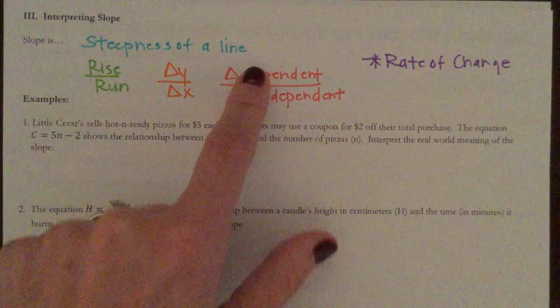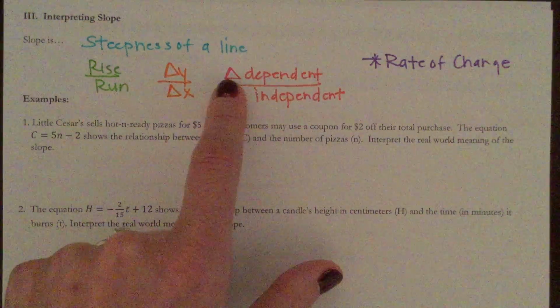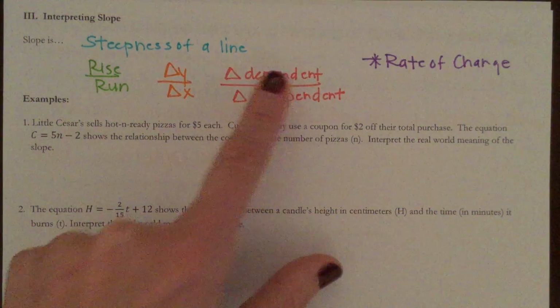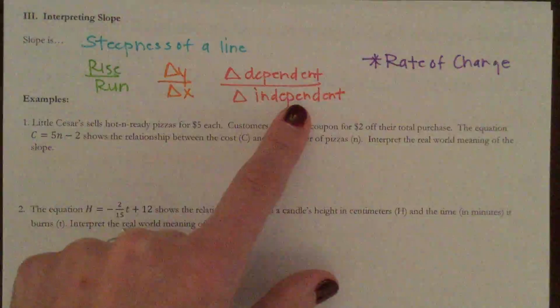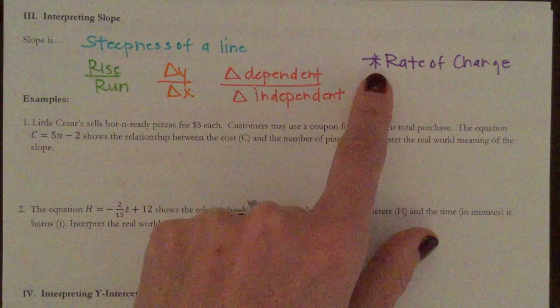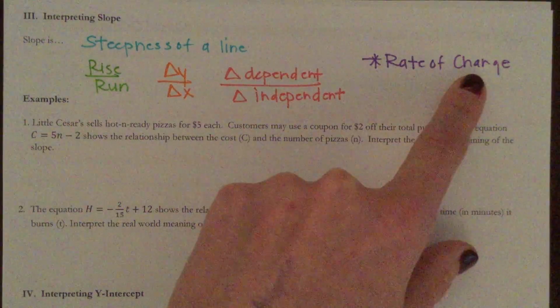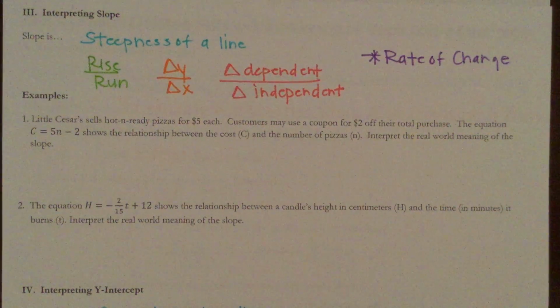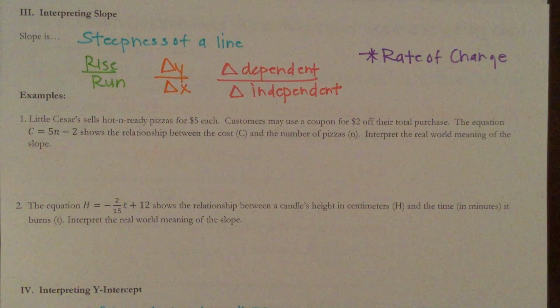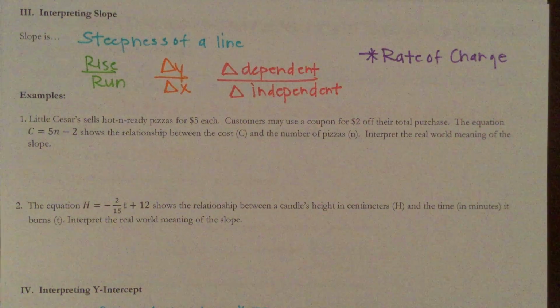Now that we've talked about independent and dependent variables, we can think about how our dependent variables change with respect to how our independent variables change. And remember, at the end of the day, slope is just a rate of change. Okay? Our first example says that Little Caesars sells hot and ready pizzas for $5 each.